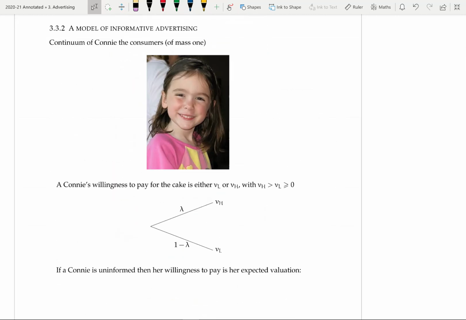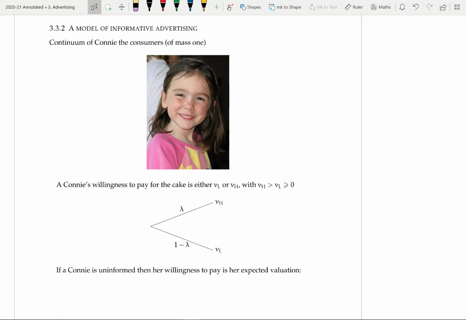In order to study the effect of informative advertising on things like a firm's profit and on welfare, we're going to look at a very simple model with one firm. And in this model, advertising is going to allow the consumer to learn whether they like the product or whether they don't like the product. We have a continuum of consumers of mass 1. Each consumer is called Connie. That's Connie in the picture.